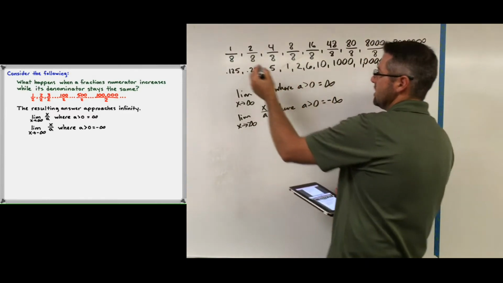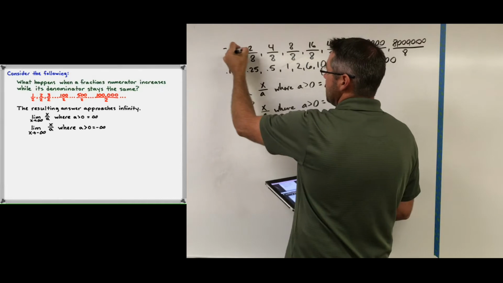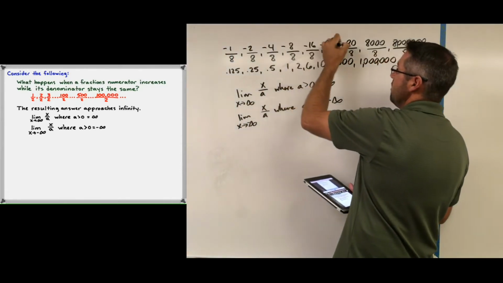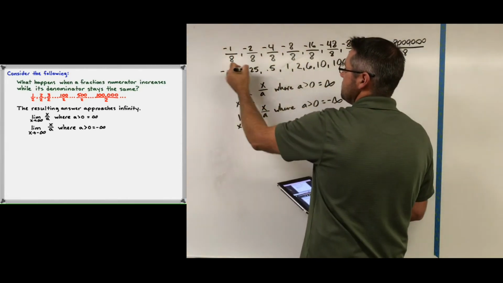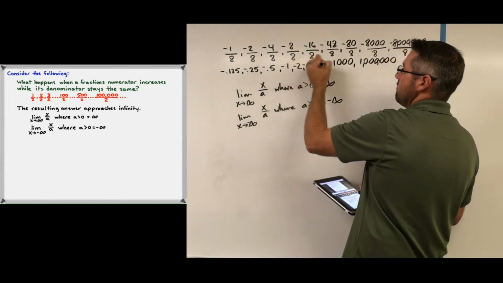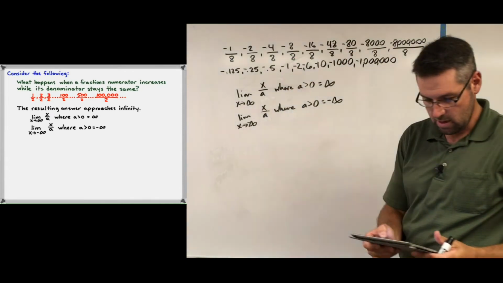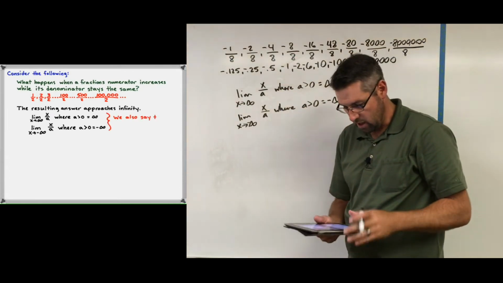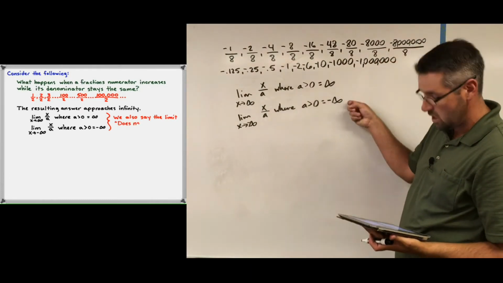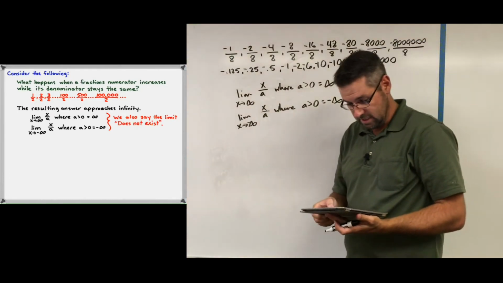Just to emphasize that, as x approaches negative infinity, all that's happening is that these become negative values, and therefore you get negative infinity out of it. Okay? Here's another look at it. Because we get infinity or negative infinity, we also say the limit does not exist.